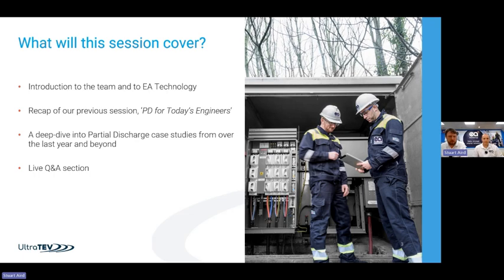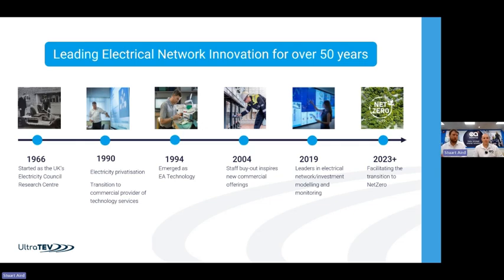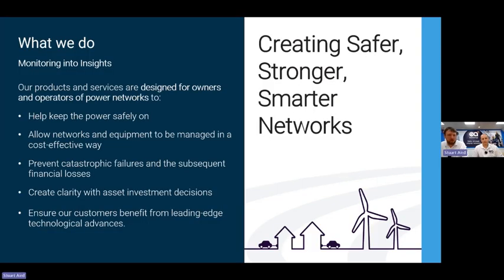Just before we jump into that, a very short introduction to EA Technology for anyone that's new to us. As a company, we've been around for well over 50 years now. We started as the Electricity Research Council and then migrated to the commercial entity of EA Technology through privatisation. We cover a wide range of activities from the PD elements we're talking about today through to consultancy and the training arms, and we have quite worldwide coverage. Our customer base is general electricity distributors and the industrial application of it. Overall, what we do is help create safer, smarter networks, and in some way help keep the lights on.